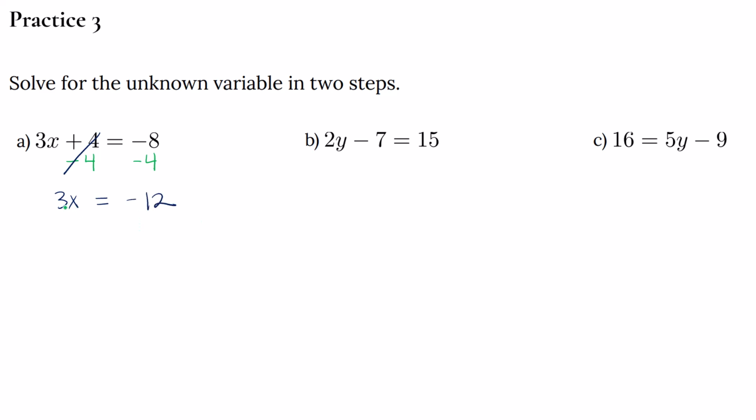And finally, we have x times 3. To get rid of that 3, we want to divide both sides by 3. So 3 divided by 3 becomes 1. And all we're left with is x equals -4.